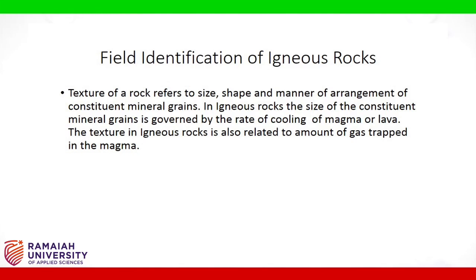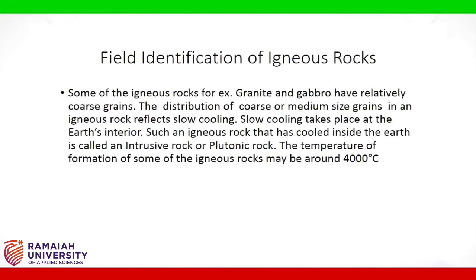In igneous rocks, the size of the constituent mineral grains is governed by the rate of cooling of magma or lava. The texture in igneous rocks is also related to the amount of gas trapped in the magma. Some of the igneous rocks, for example, granite and gabbro, have relatively coarse grains. The distribution of coarse or medium-sized grains in an igneous rock reflects slow cooling. Slow cooling takes place at the Earth's interior. Such an igneous rock that has cooled inside the Earth is called an intrusive rock or plutonic rock.